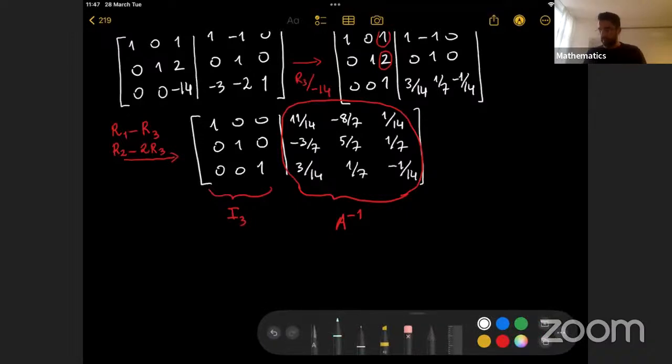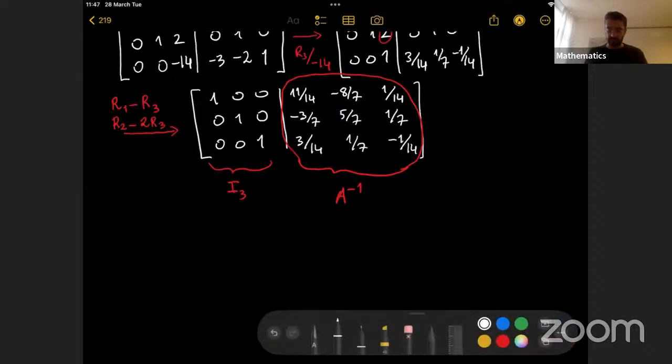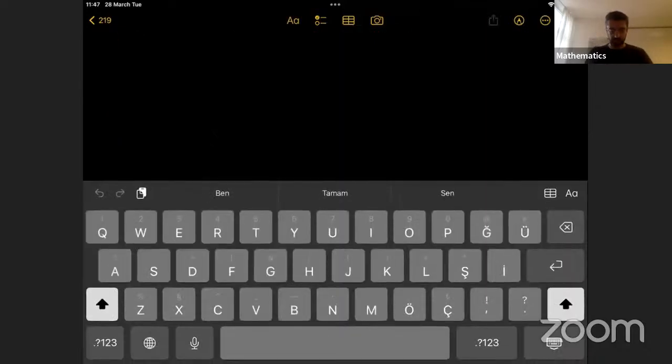Well, now we know how to find the inverse, so we can solve the system of equations either by reducing to some echelon form or by finding the inverse. And later we will talk about systems of differential equations. For this, we need to know more, and we need to talk about some stuff related to matrices. These are called eigenvalues and eigenvectors. Let's talk about this now. Eigenvalues and eigenvectors. Maybe on a new page, let's do it.